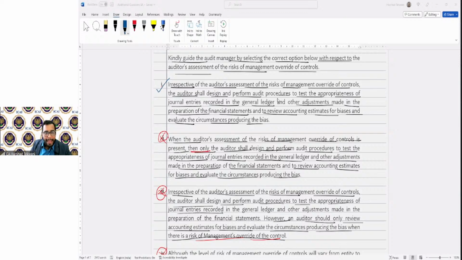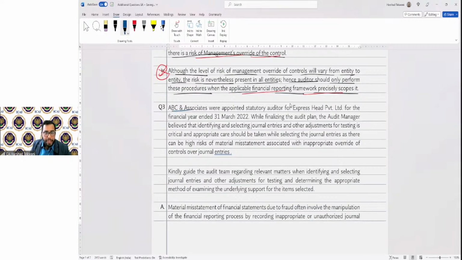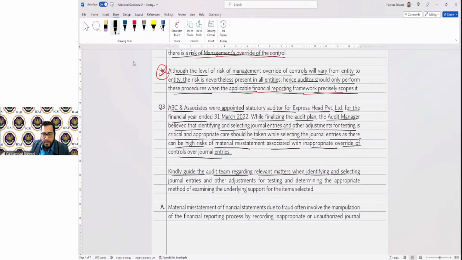Okay. ABC and Associates were appointed statutory auditors for Express Head Private Limited for the financial year ended on 31st March 2022. While finalizing the audit plan, the audit manager believes that identifying and selecting journal entries and other adjustments for testing is critical and appropriate. And appropriate care should be taken while selecting the journal entries, as there can be high risk of material misstatement associated with inappropriate override of controls over journal entries.